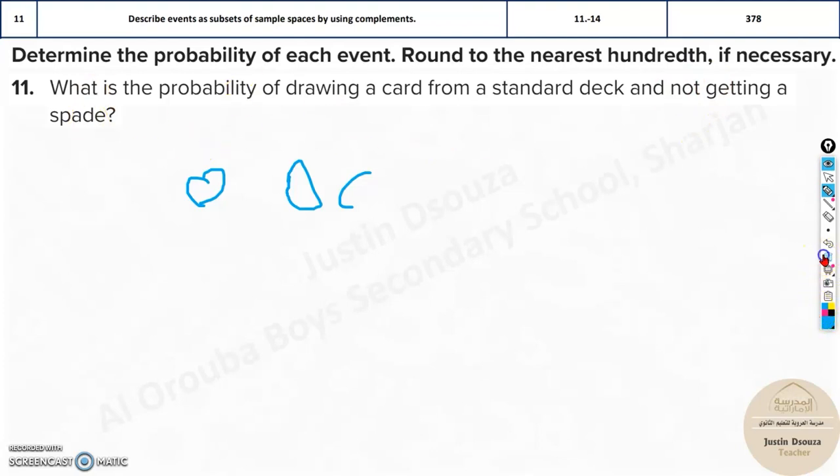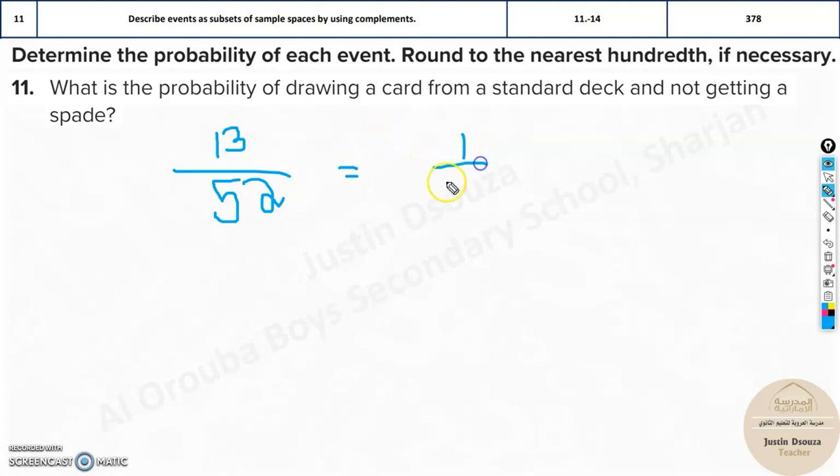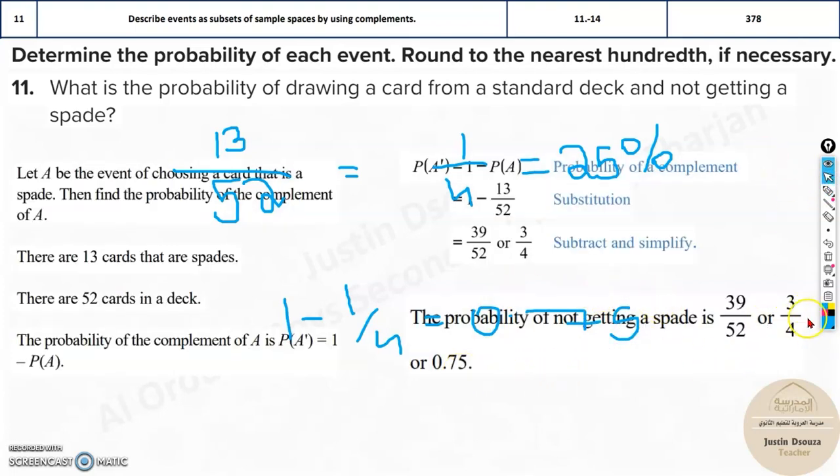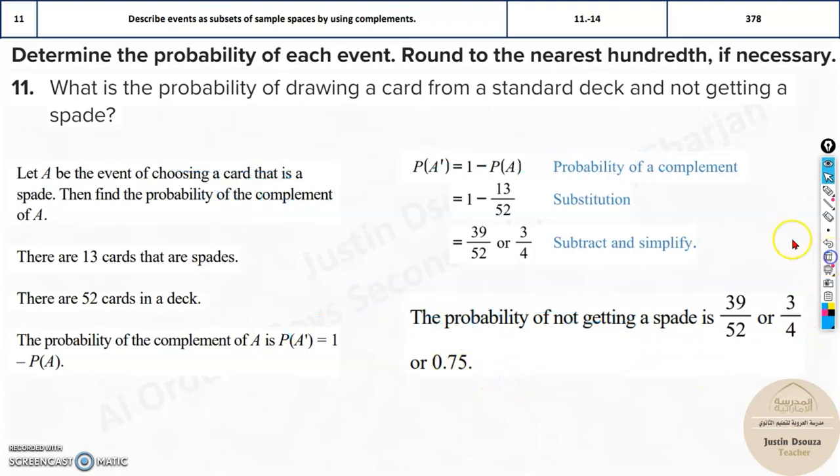Instead of that, let's find the probability of getting a spade. There are 52 total cards. How many spades are there? Each suit is 13, so it is one suit out of four, 1/4. 25% is the probability, 0.25 or 25%, of getting a spade. Not getting a spade would be 1 minus 1/4, that is 0.75 or 75%. See, the final answer will be 3/4 or 75%, 0.75.